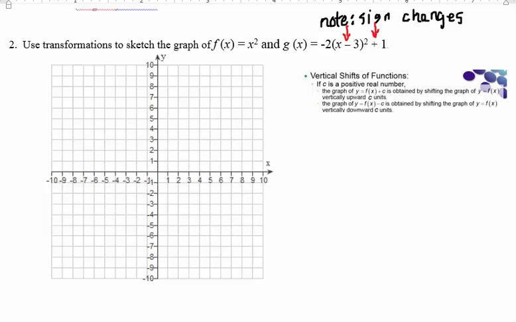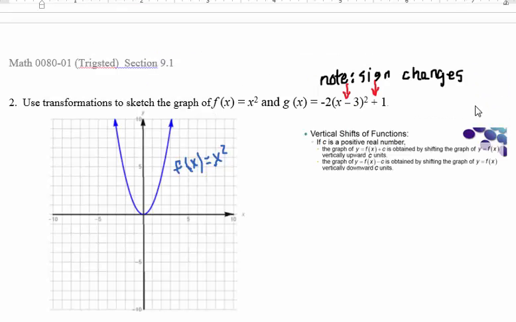Let's take a look at using transformations to sketch the graph of f of x equals x squared and g of x equals -2 times the square of x minus 3 plus 1. Please note the sign changes. If you pick this handout up in class, I changed the plus 3 to a -3 and the -1 to a +1.